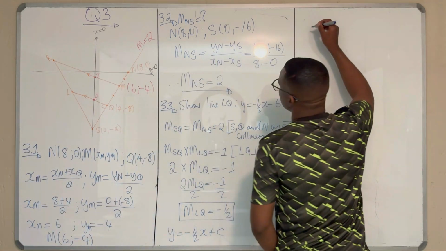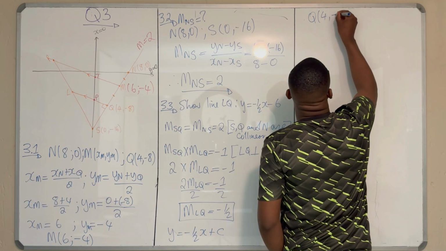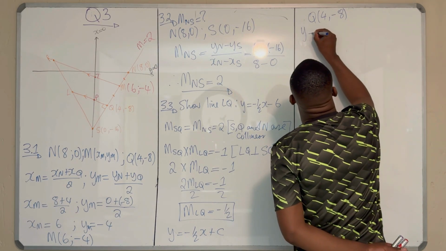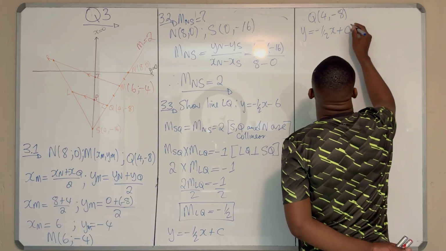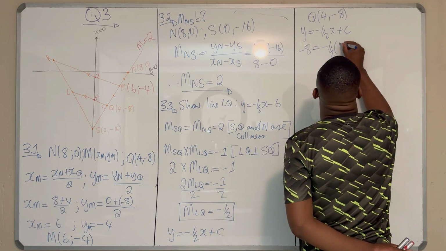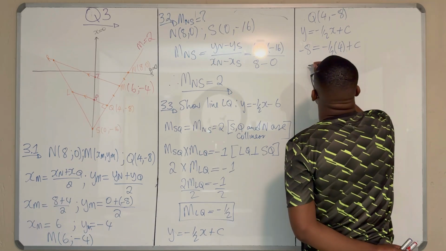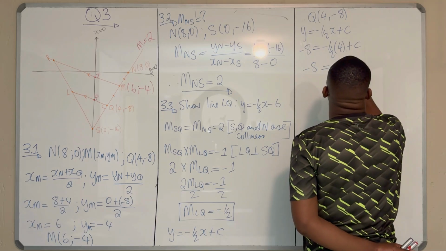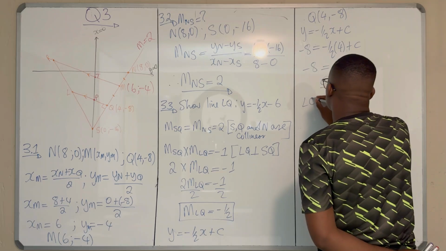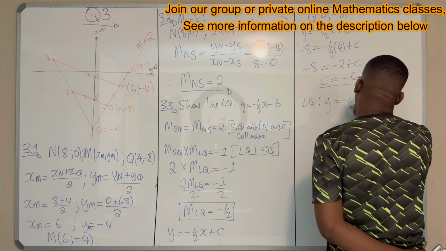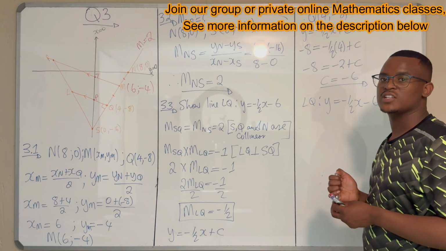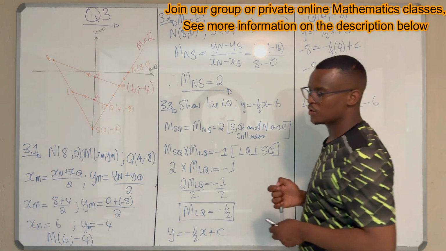So the coordinates of Q are 4 and minus 8. We have y is equal to minus half of x plus c. So minus 8 is equal to minus half of 4, plus c. So minus 8 is equal to minus 2 plus c. So c is equal to minus 6 if you solve for it. So the line LQ is y is equal to minus half of x minus 6, which is what they wanted us to show in the first place. So here's our equation. We're done with this.